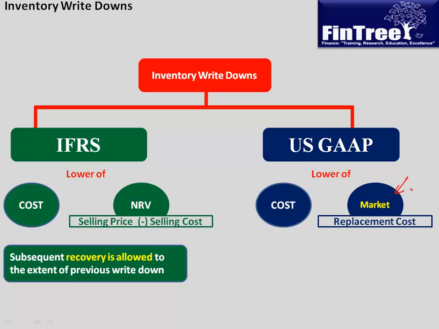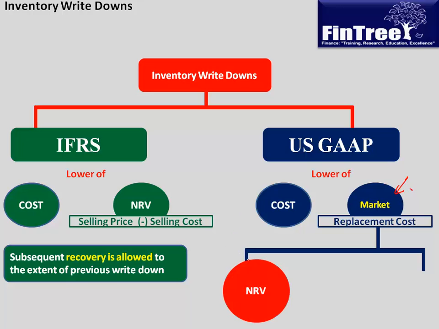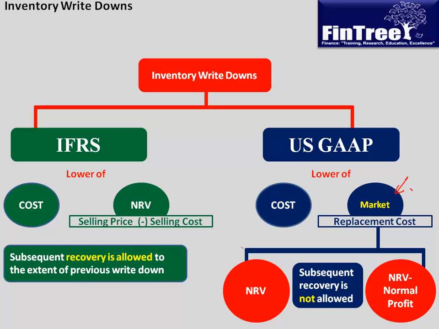band. And what is that price band? That price band is net realizable value on the higher side and net realizable value minus a normal profit margin on the lower side. Okay, so a quick example will help us internalize this concept. And yes, in US GAAP, subsequent recovery is not allowed. So let's look at an example.